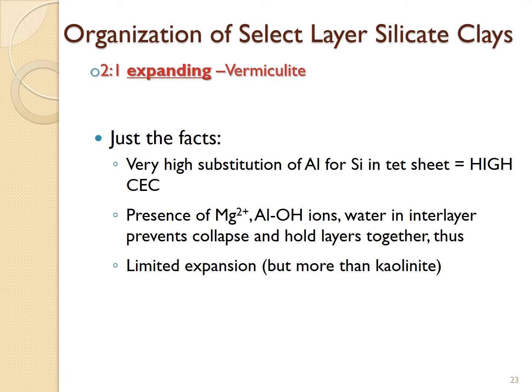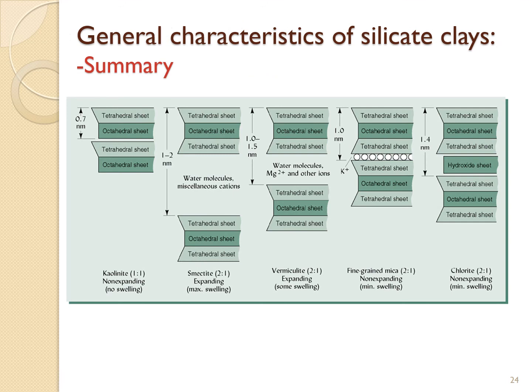So it has kind of limited expansion. It won't expand as much as smectite, but it'll certainly expand a lot more than kaolinite would, which is a 1-to-1. So in review, we have our kaolinite 1-to-1 non-expanding, no swelling, one tetrahedral sheet to one octahedral sheet, and then it's held together to the next set of sheets with hydrogen bonds, so there's no swelling, very uncomplicated management.